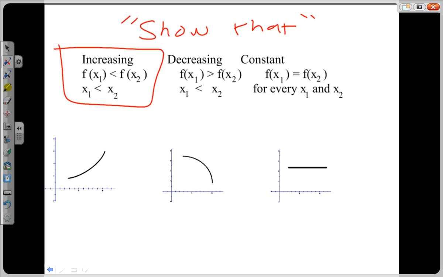As x1 is less than x2, that means y1 is less than y2. You'll use that in your algebra. Not too difficult. That also means the difference between the two can be positive or negative. Decreasing is also another show that. Again, as the x's increase, the y's are decreasing.